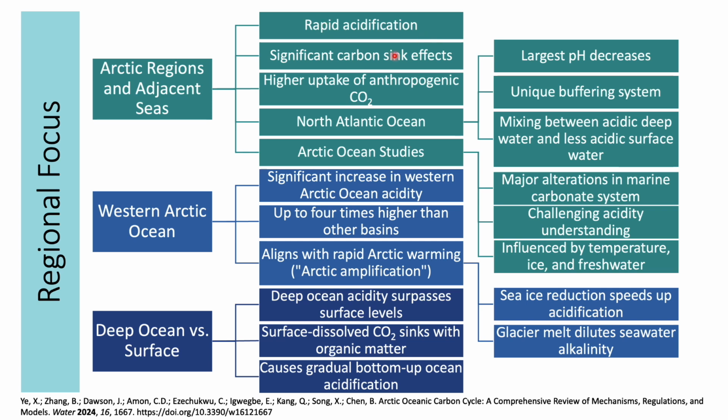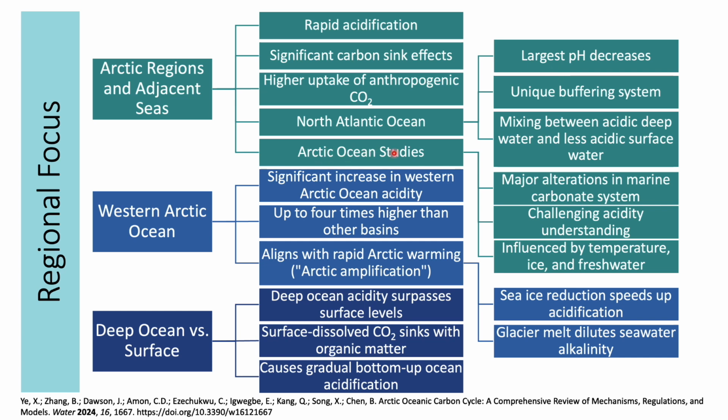One is rapid acidification. There is a significant carbon sink effect, and there is a higher uptake of anthropogenic carbon dioxide, which leads to ocean acidification. In the case of the North Atlantic Ocean, there is a large pH decrease, and this is happening due to a unique buffering system, where mixing between the acidic deep water and the less acidic surface water leads to a large pH decrease.